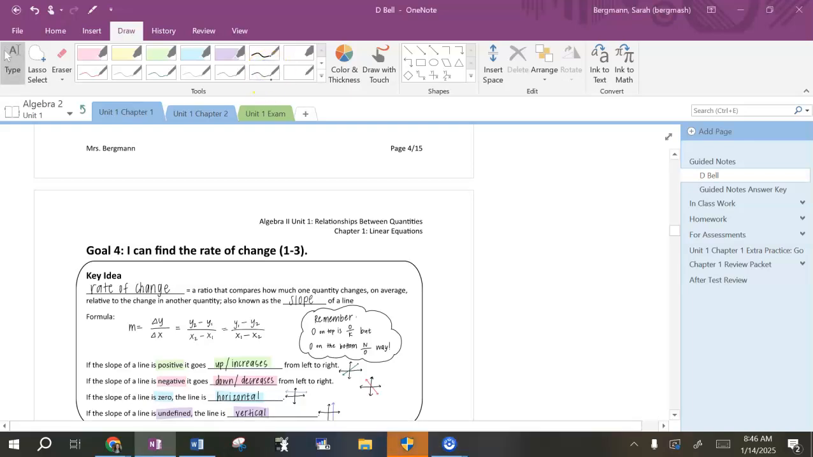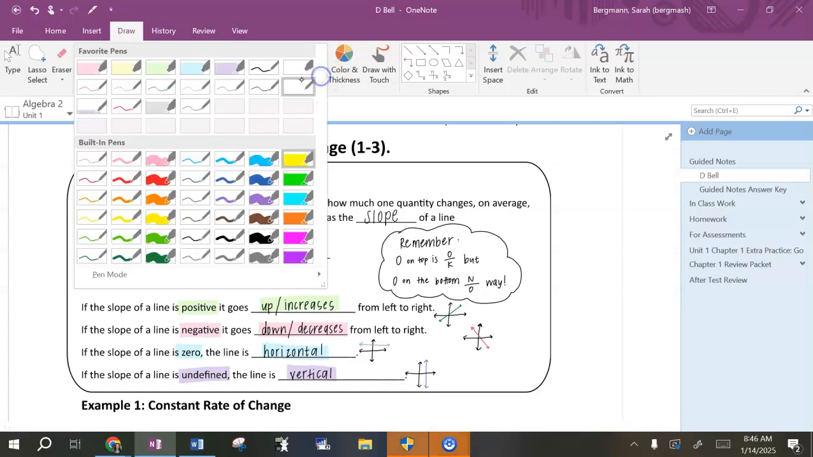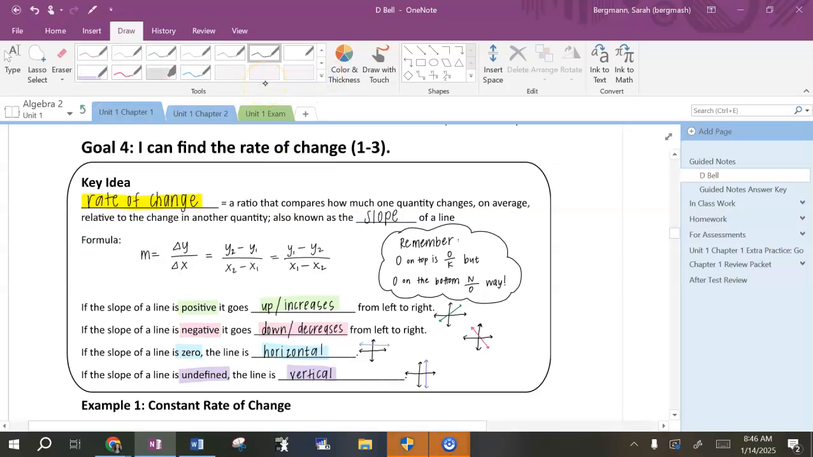So this should be a review from Algebra 1, but as a reminder, rate of change compares how much one quantity changes compared to another quantity on average. It's also known more commonly as the slope of the line, but rate of change is just a fancy word to mean slope. The formula for it, hopefully you remember, M stands for slope, and you can use the change in y over the change in x.